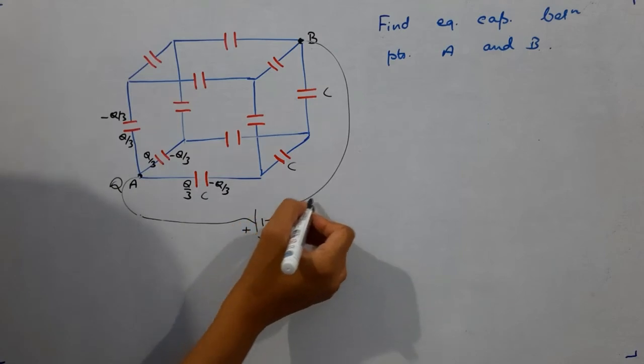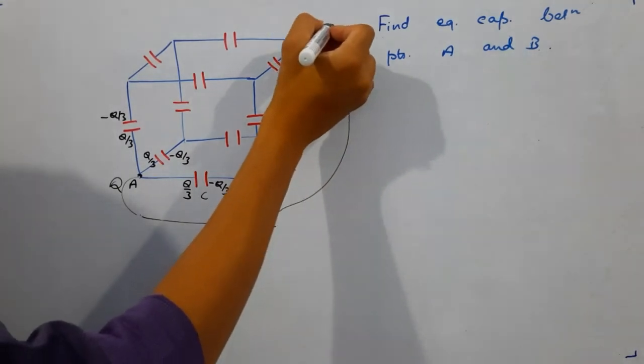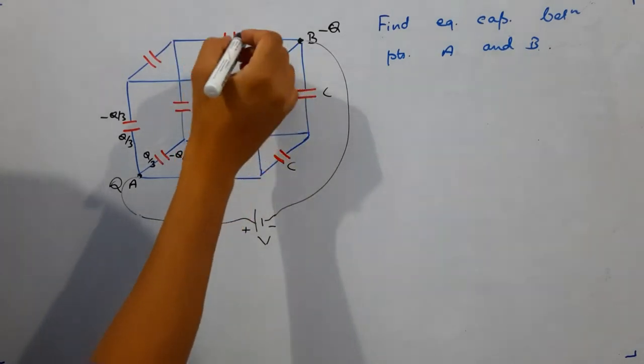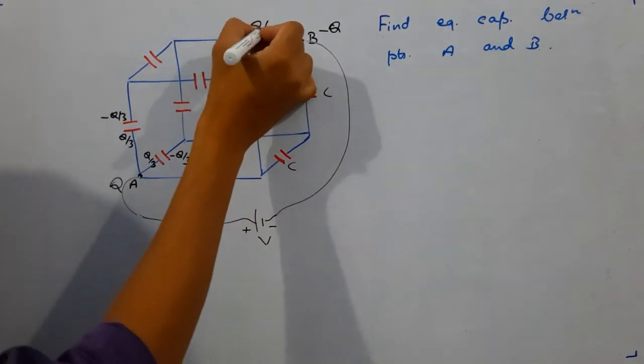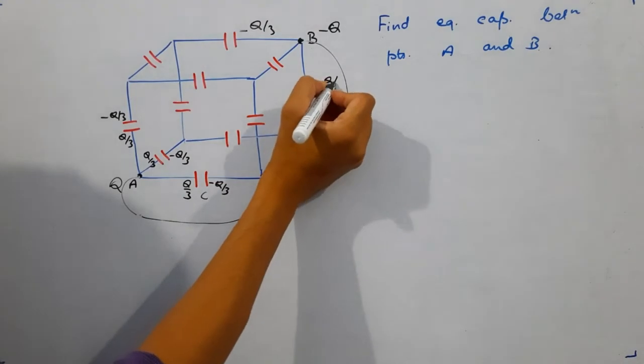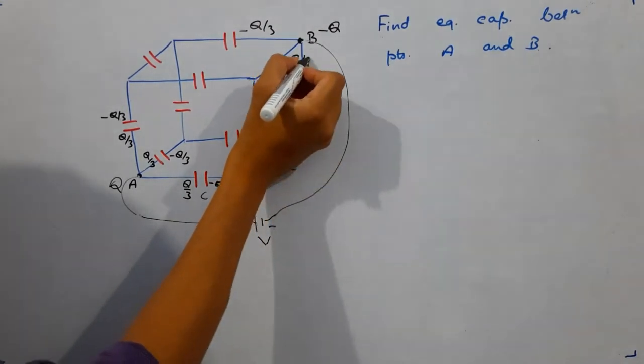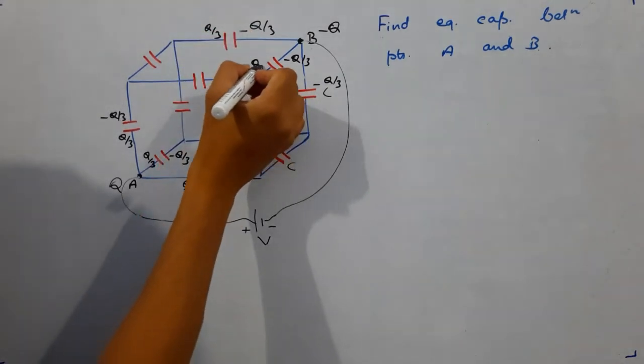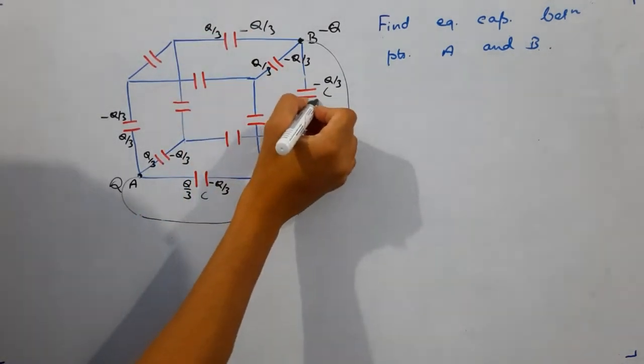Likewise, the negative terminal of the battery will send charge minus Q. Out of minus Q, in these 3 plates, charge will be distributed equally. So this will be minus Q by 3, this will be minus Q upon 3 and this will be minus Q upon 3, and the other plates will have opposite charges Q by 3, Q by 3 and Q by 3.